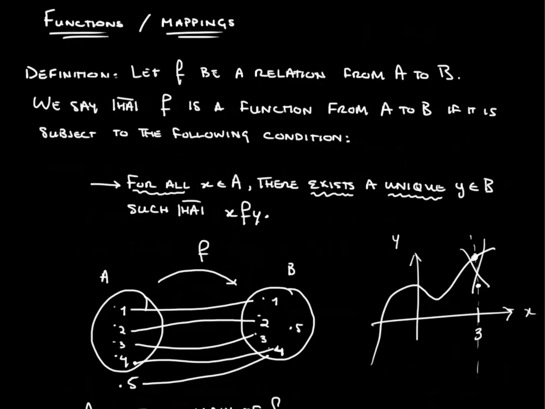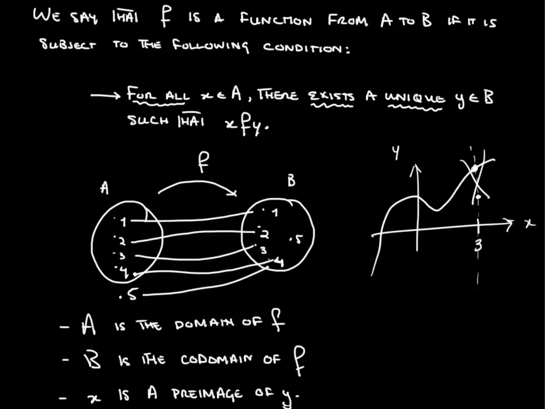We have f is a relation from A to B, and f is a function from A to B if it is subject to the following condition. Very important. For all elements x that is in A, there exists a unique y that is in B such that x is related to y by f. I really want you to memorize it, internalize it, this condition right here.